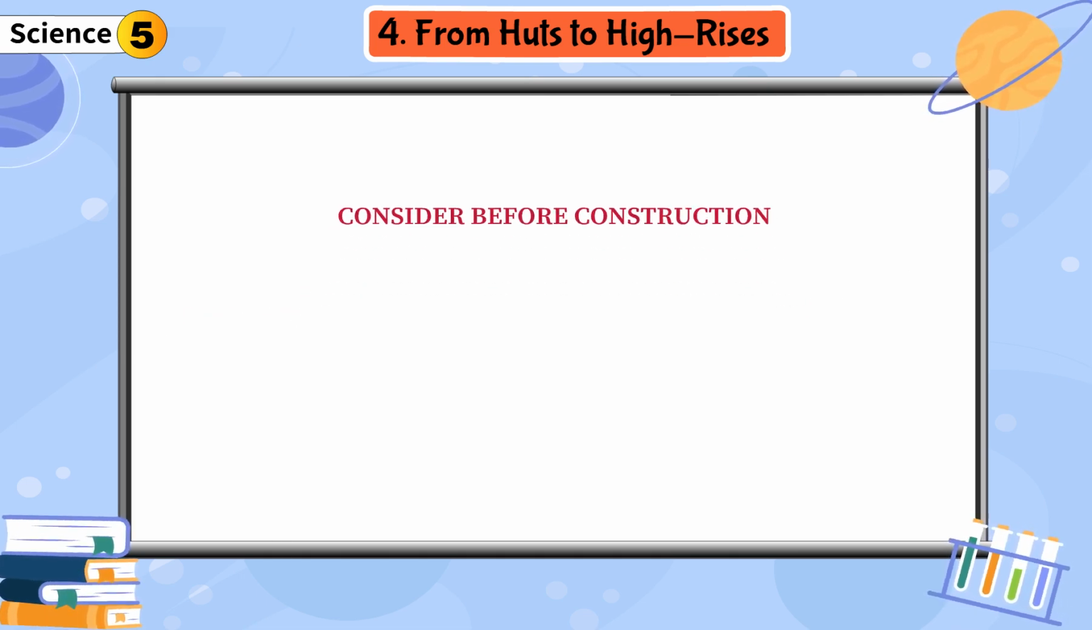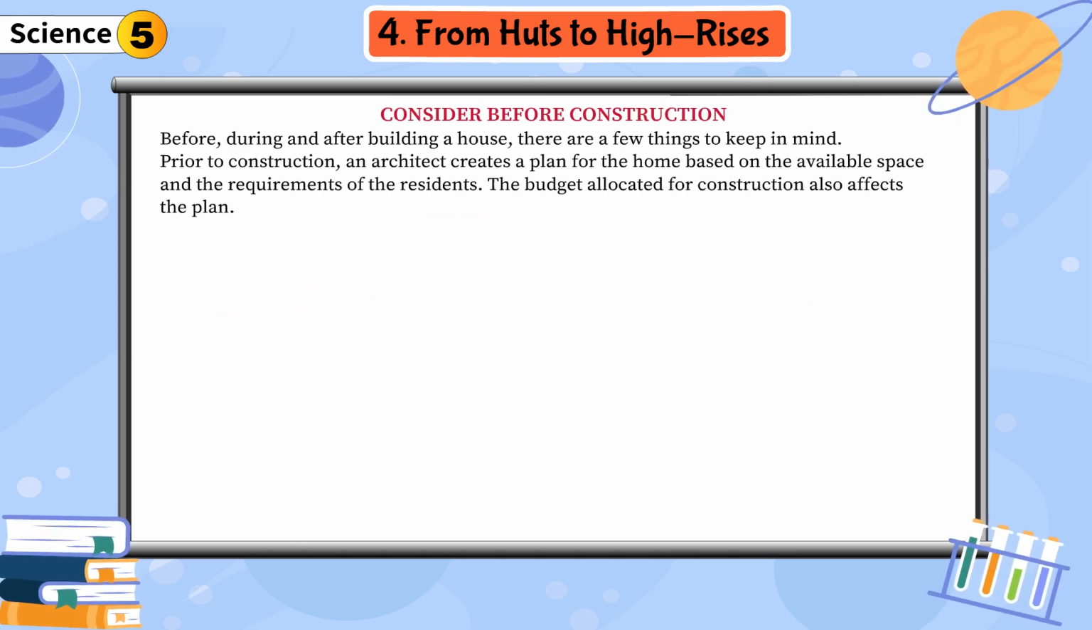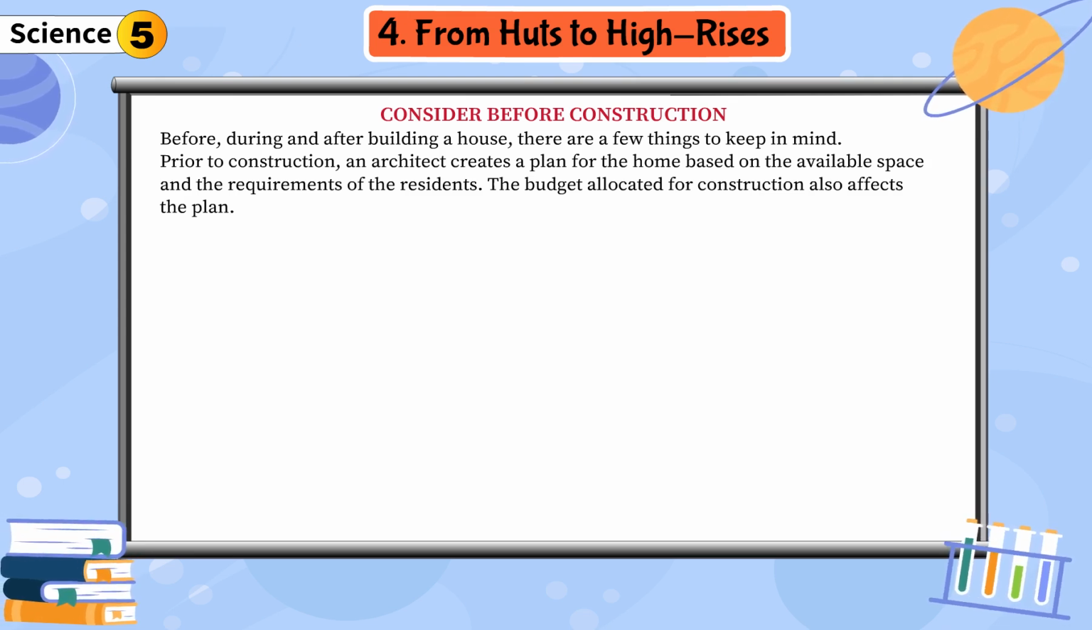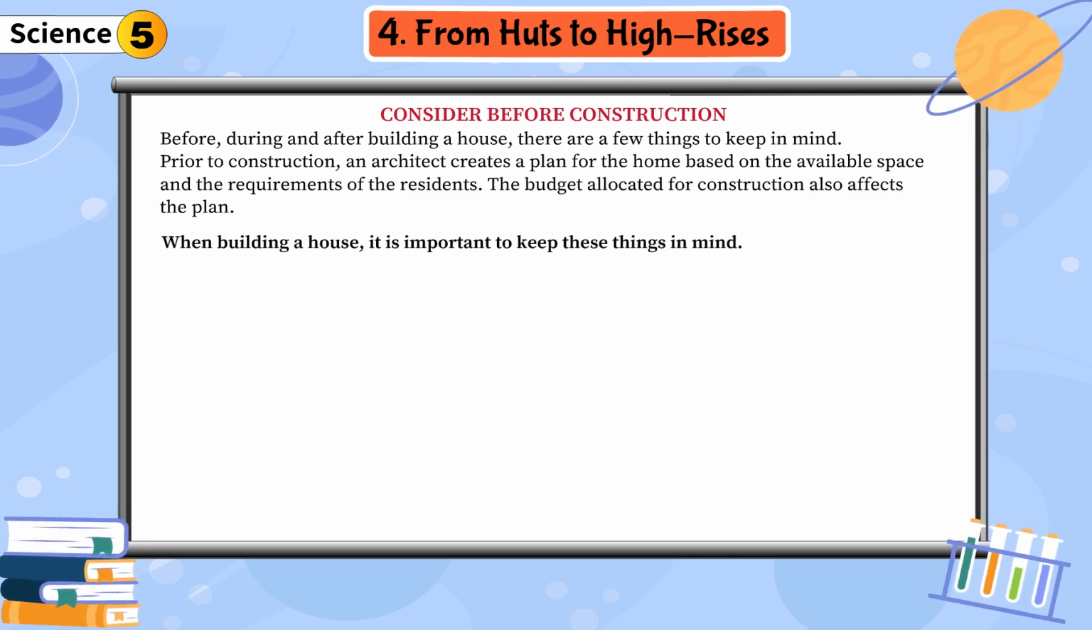Consider before construction. Before, during and after building a house, there are a few things to keep in mind. Prior to construction, an architect creates a plan for the home based on the available space and the requirements of the residents. The budget allocated for construction also affects the plan. When building a house, it is important to keep these things in mind.